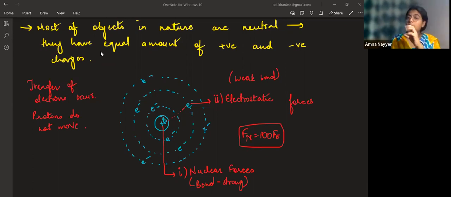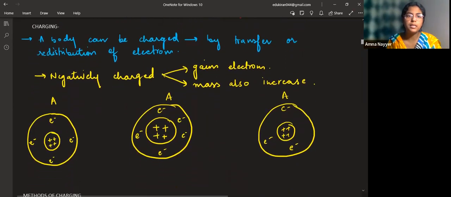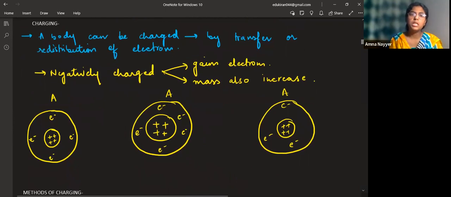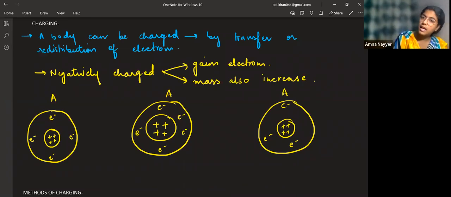Now see, when a negatively charged body is gaining electrons, the associated mass will also increase. I'll show you how. A body can be charged by transfer or redistribution of electrons, and for a negatively charged body, it gains electrons as well as the mass of the body increases. For example, in this first case, 4 electrons are present and within the nucleus, 4 protons are present.